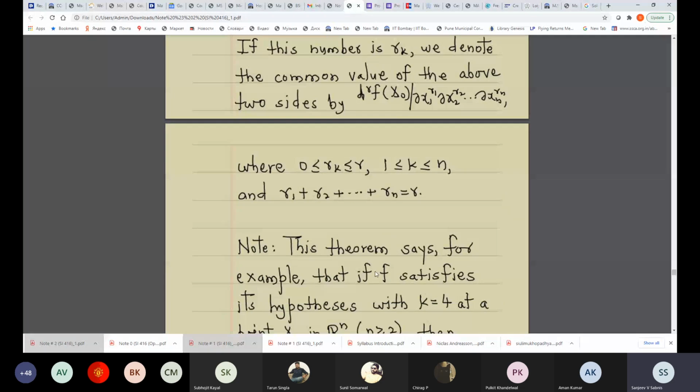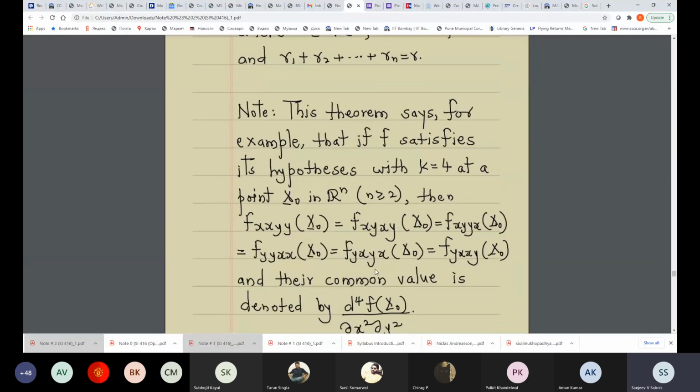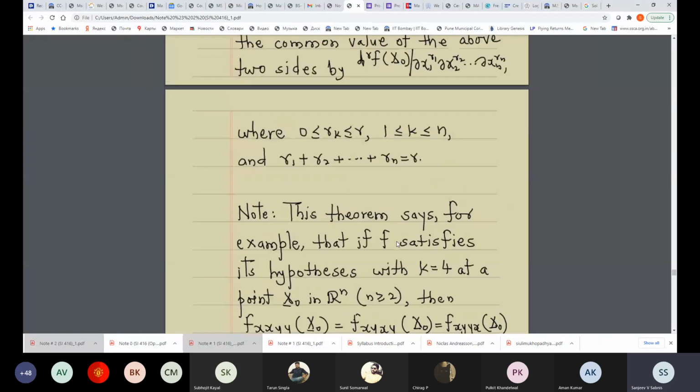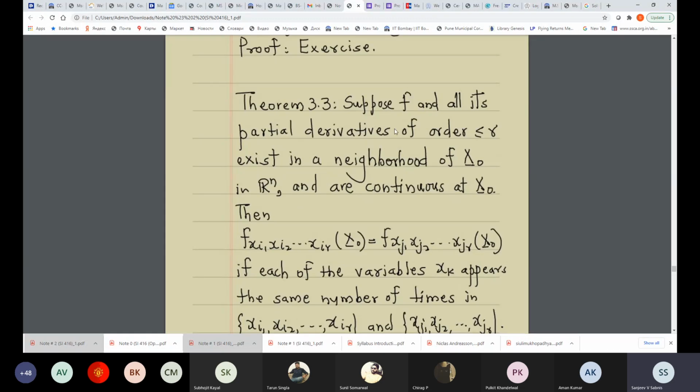So I'm illustrating this with the help of examples. This theorem says that, for example, if f satisfies its hypothesis with r equal to 4 at a point x0 in Rn, then all these fourth order partial derivatives of the function f evaluated at x0 coincide, and their common value is given by this. So the order in which the derivatives are taken is unimportant as long as this hypothesis is met. Okay, that's what this theorem says.